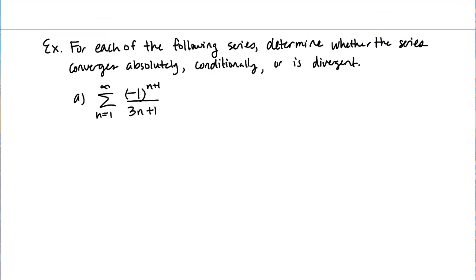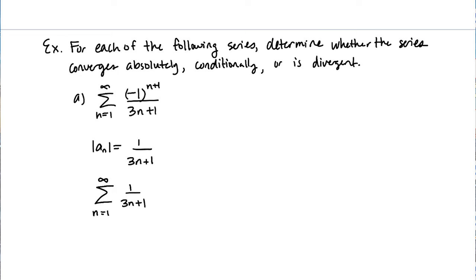And let's first take a look at what the absolute value would be. So the absolute value of our series is just 1 over 3n plus 1. So we'll be looking at the series 1 over 3n plus 1.